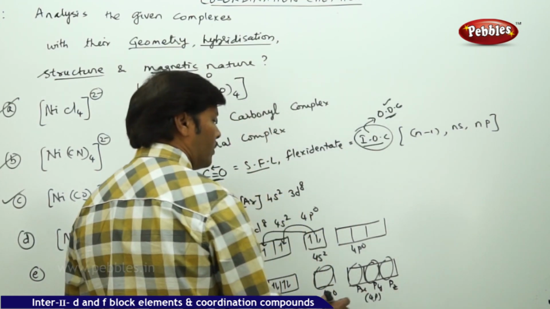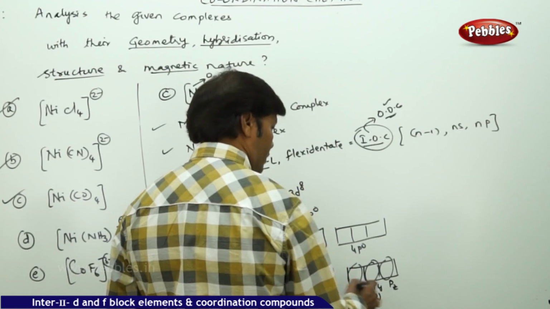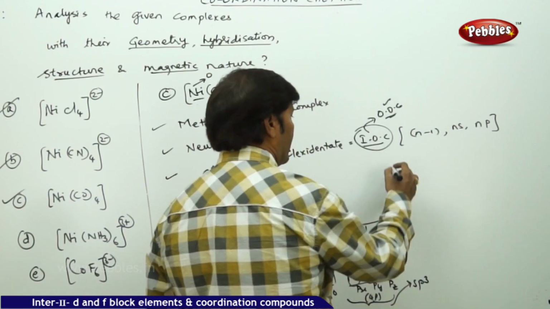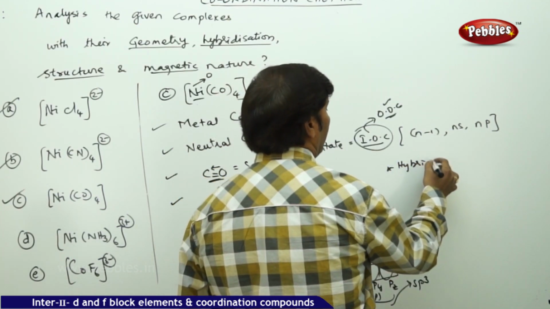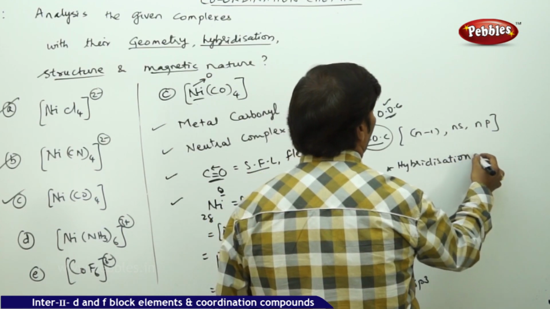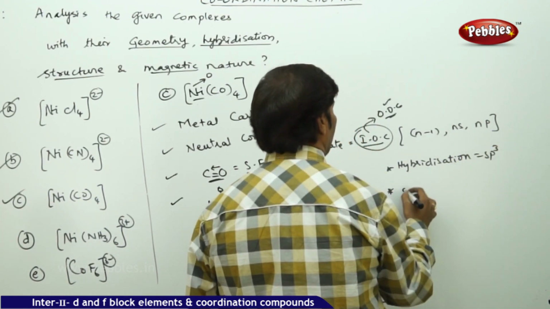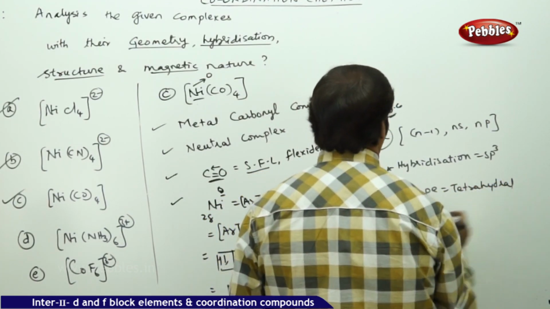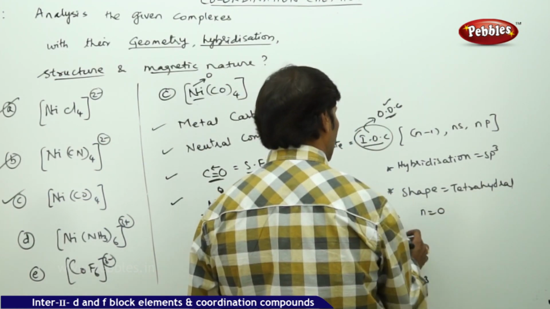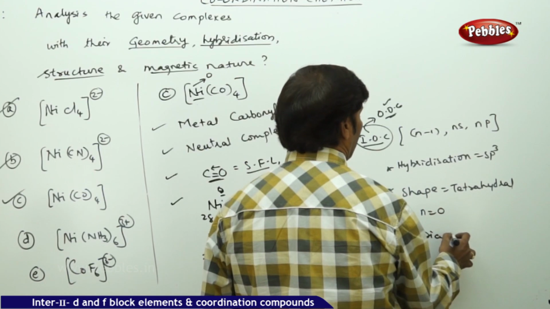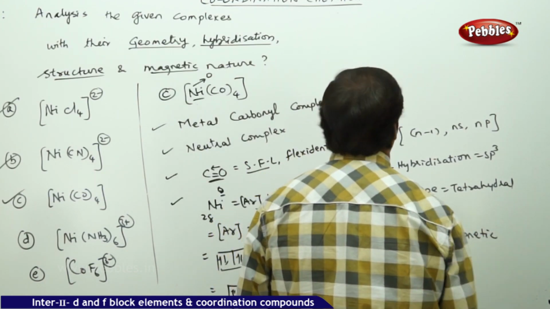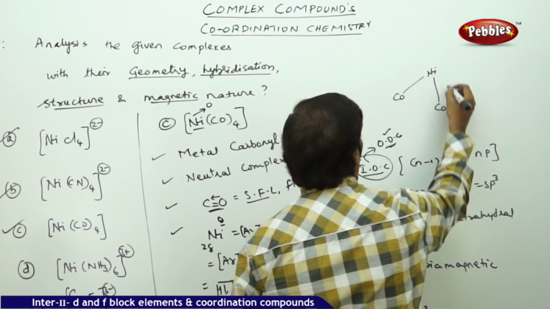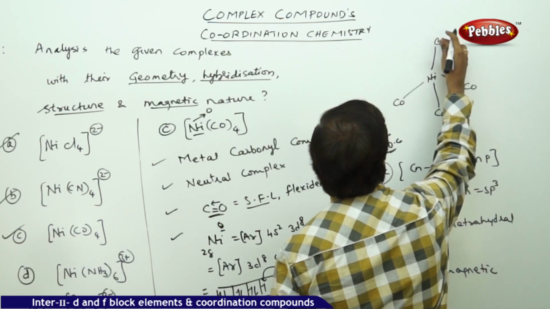So therefore it is going to form sp3 hybridization. So you find that the hybridization is sp3, the shape is tetrahedral, and the number of unpaired electrons is 0. So therefore it is diamagnetic. So the structure you can take as nickel with carbonyl, carbonyl, carbonyl and carbonyl.